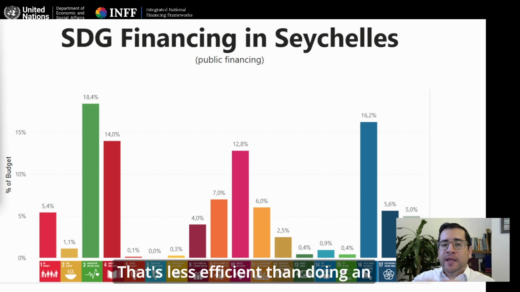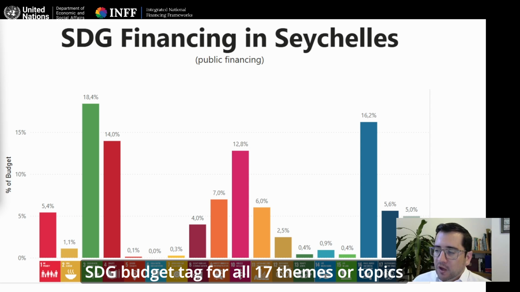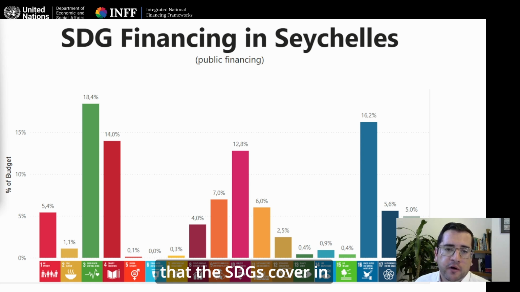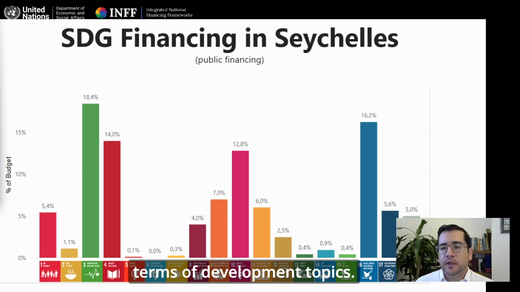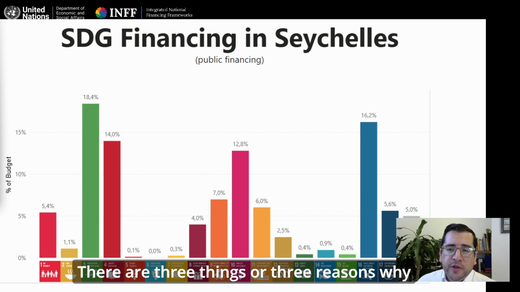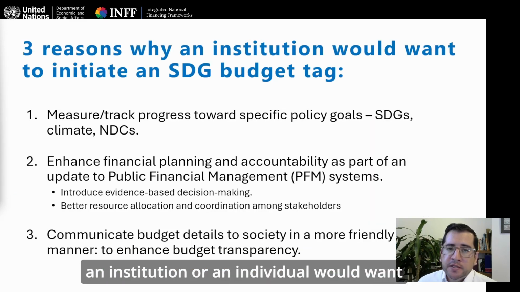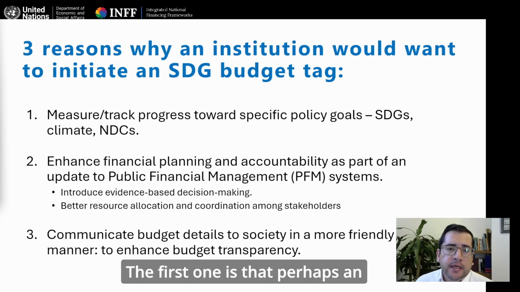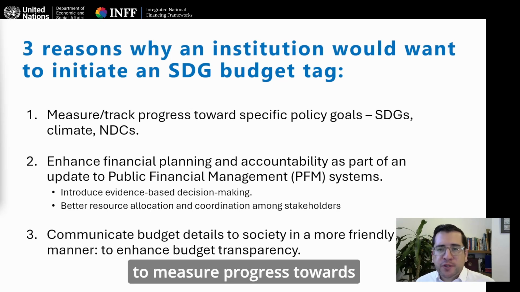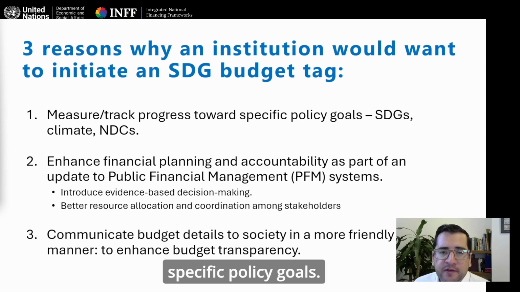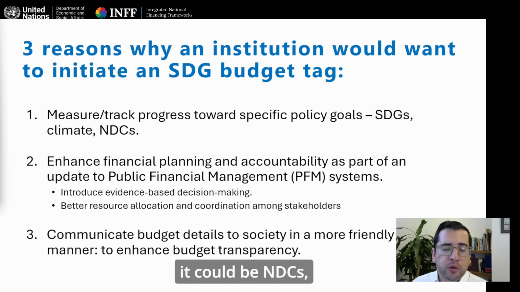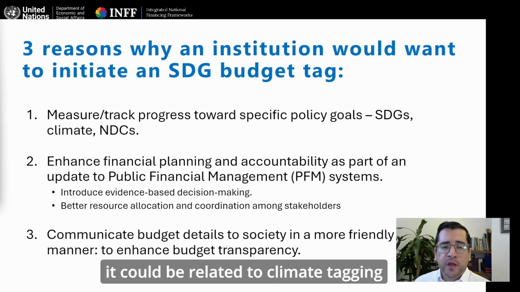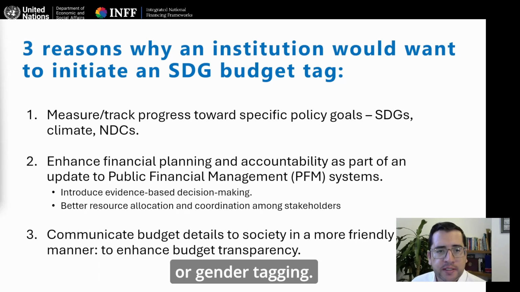That's less efficient than doing an SDG budget tag for all 17 themes or topics that the SDGs cover in terms of development topics. There are three reasons why an institution or an individual would want to initiate an SDG budget tag. The first one is that perhaps an institution or a country wants to measure progress towards specific policy goals. This could be SDGs, it could be climate financing, it could be NDCs, or as mentioned before, it could be related to climate tagging or gender tagging.